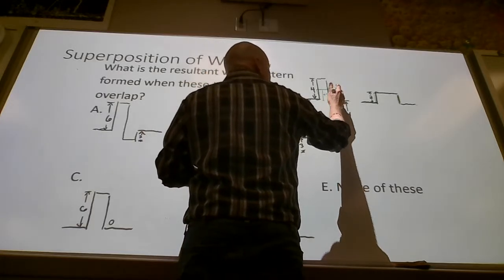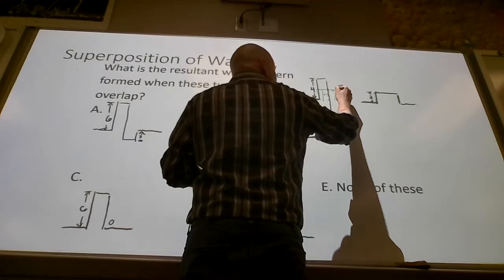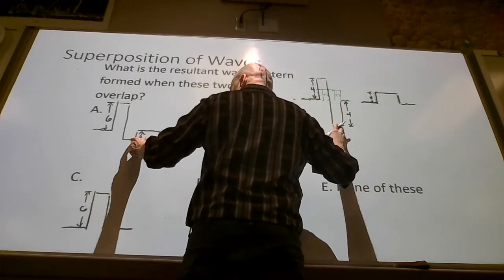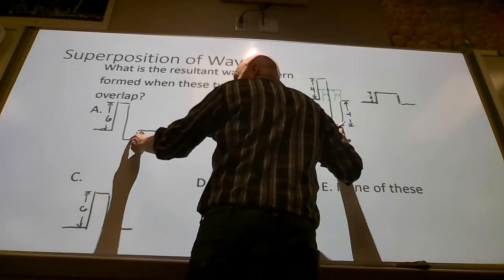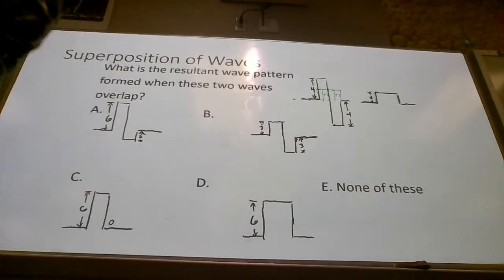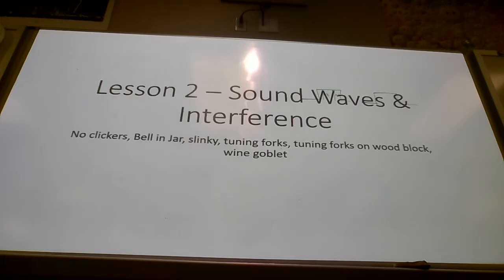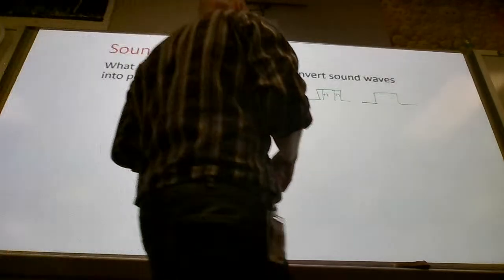At this right here, this has an amplitude of +4. This has an amplitude of -4. So combining together, you get -2. Is that constructive or destructive interference? Destructive. Going in opposite directions. Good? Okay. All right.